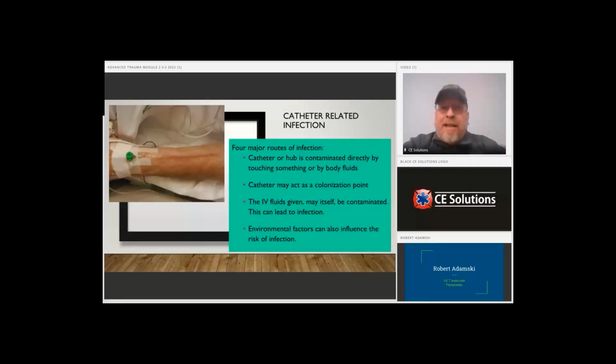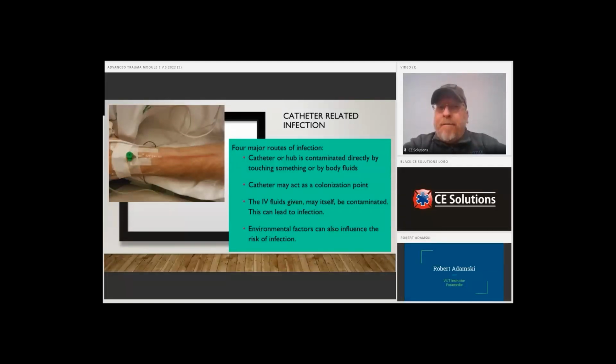Now, realize that there are four major routes for infections, people. One, your catheter or the hub of the IV, the plastic component, can actually be contaminated directly by touching something or by body fluids. And again, that's why we want to wear PPE and be aseptic when we're doing IV therapy.